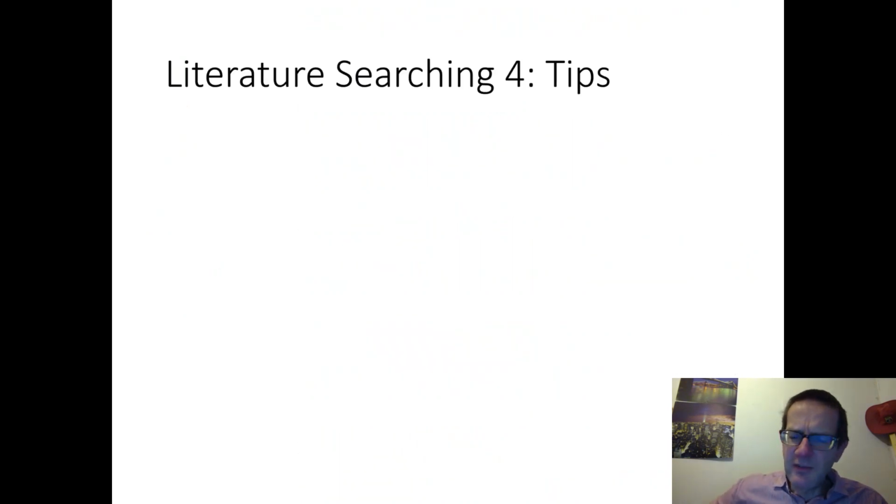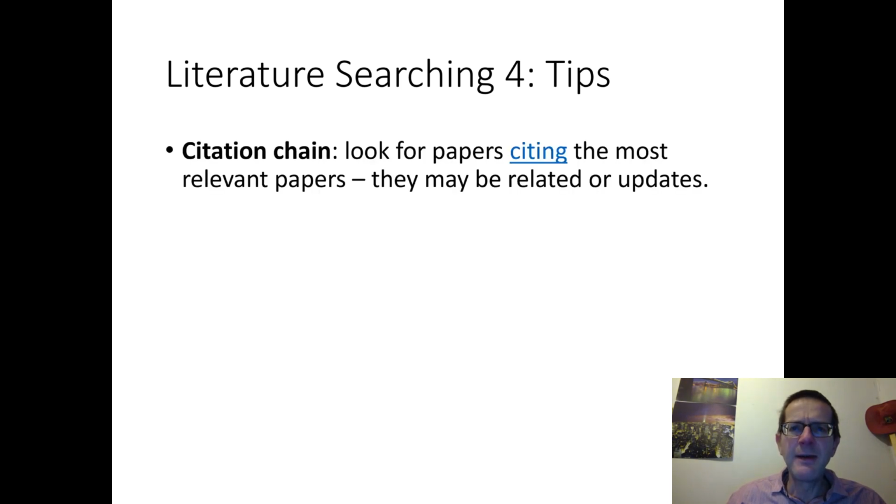More on literature searching. Some extra tips. One tip is citation chaining, looking for papers that cite the most relevant papers. If you find a paper that's really important to your study, then look at the papers that cite that one, because they might be related. A lot of them probably won't be related, but some of them may be, and some of them might be updates, so they improve on what's in the key paper. And you really don't want to miss out anything that updates and improves your key paper. Most of the search databases will give you a link that you can click on, and it takes you to a list of the citing papers.